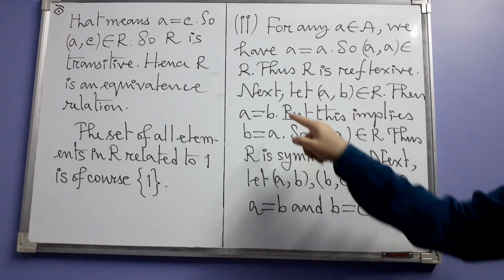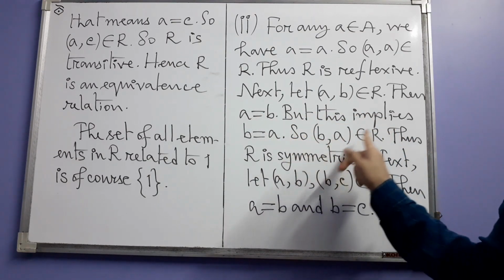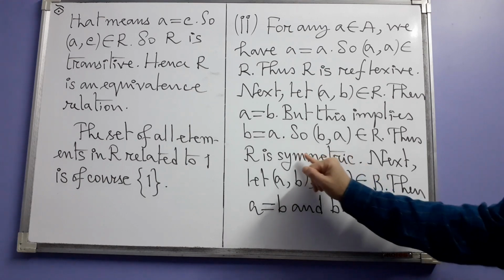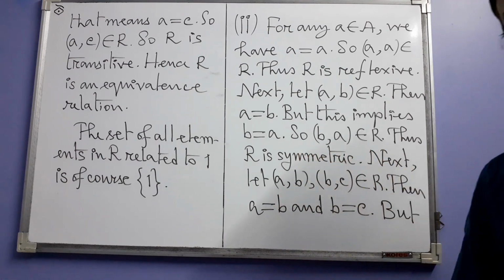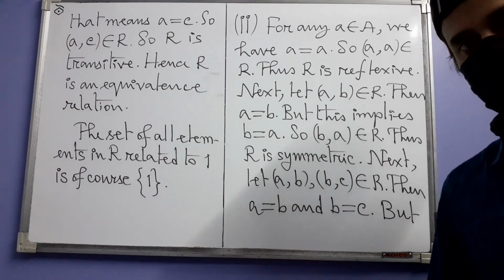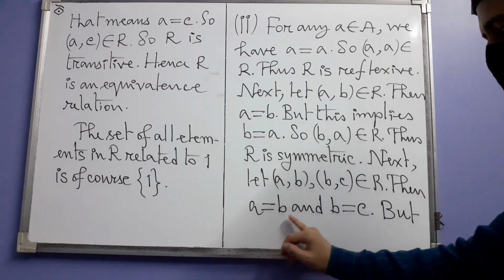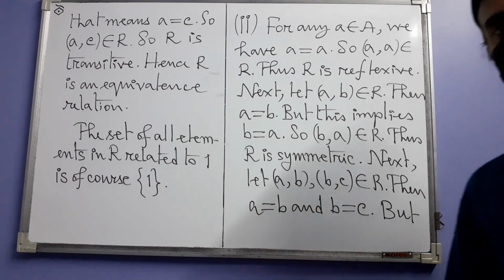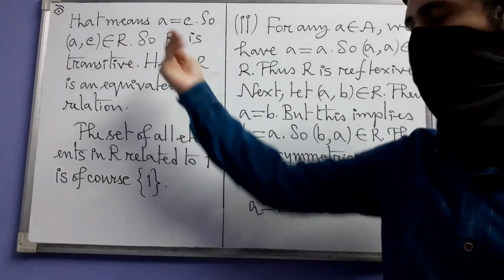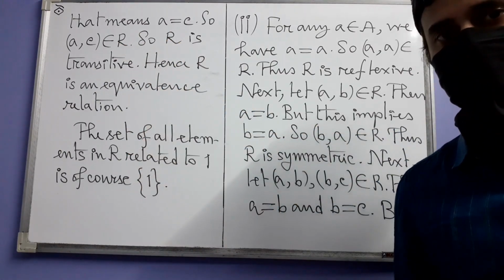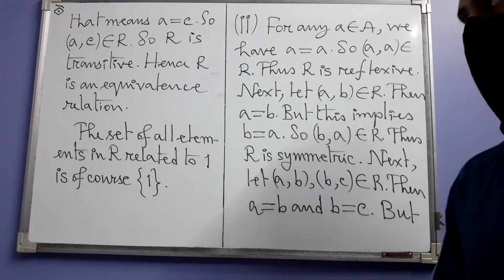Then by the definition of R, A is equal to B, but that implies B is equal to A, so B comma A belongs to R. So that way R becomes symmetric. Next, let us take these two ordered pairs in R, A comma B and B comma C. Then again, by the definition of R, that means A is equal to B and B is equal to C. But that implies that A is equal to C, and that's why A comma C belongs to R. So R is transitive. Being reflexive, symmetric and transitive, R is an equivalence relation.